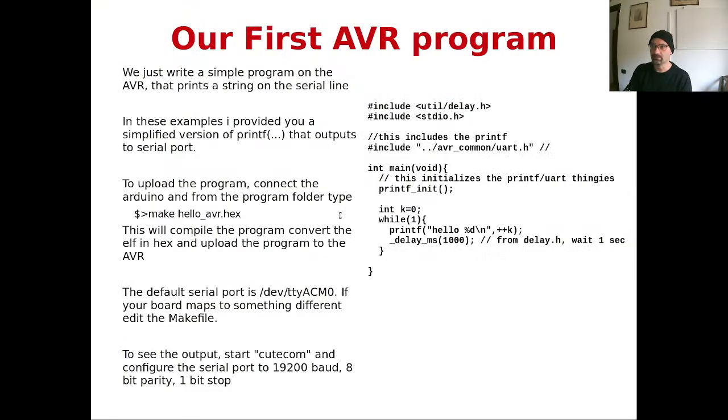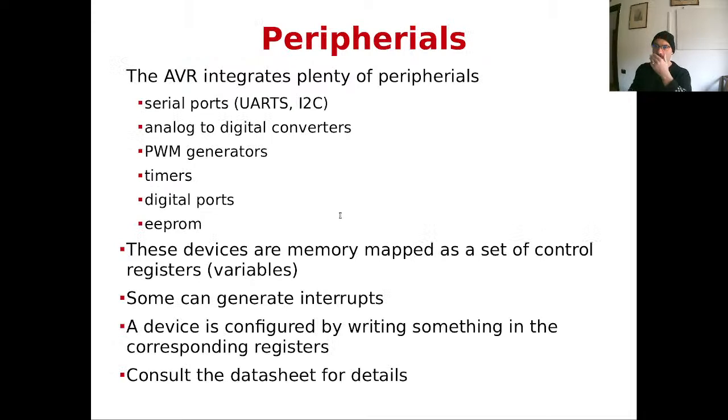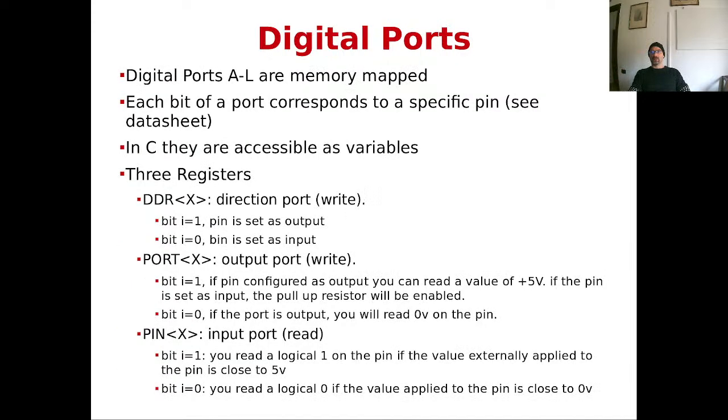Now, in this half an hour, let me talk about the peripherals that you have on the AVR. We have serial ports, analog to digital converters, PWM generators, timers and digital ports. All these devices are memory mapped, and they can be configured by writing something in the corresponding registers, which are just variables. You can read the datasheet if you need to do something.